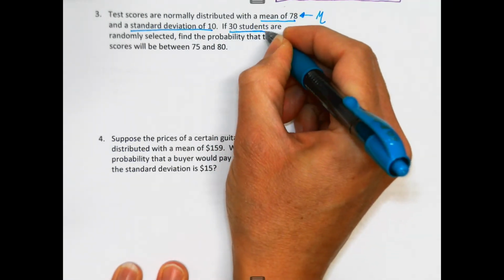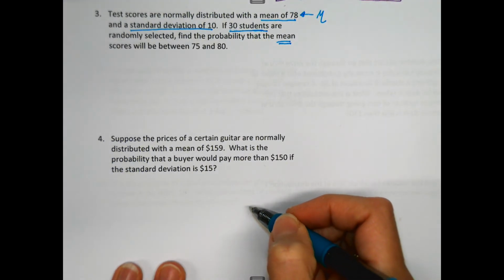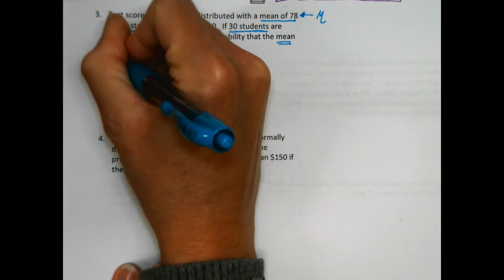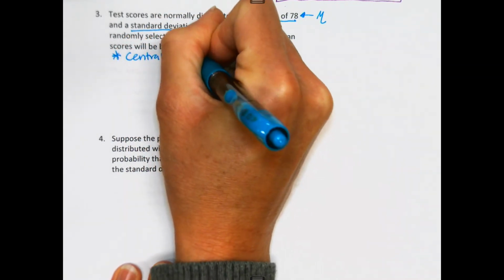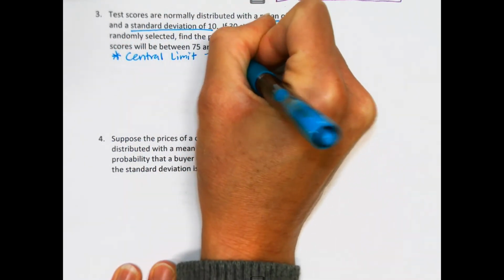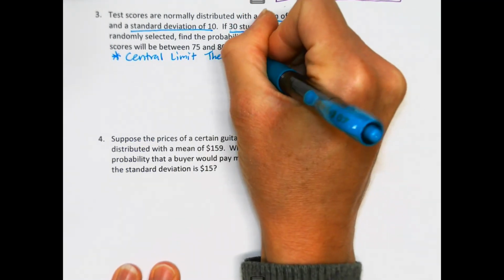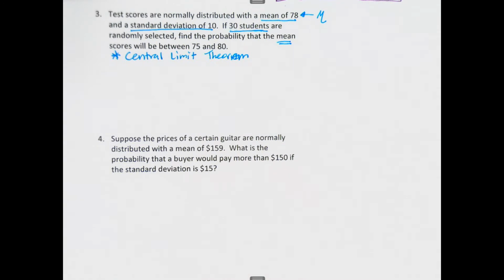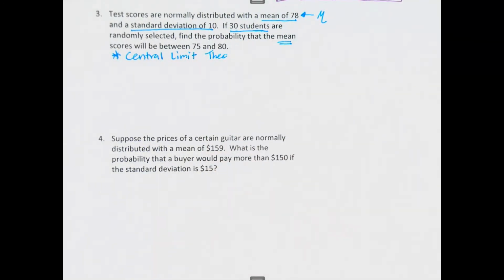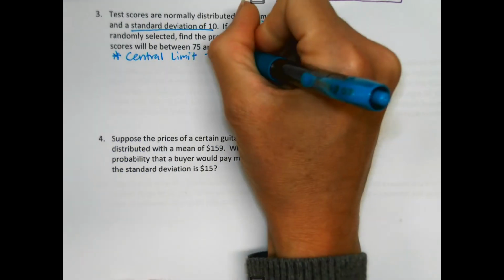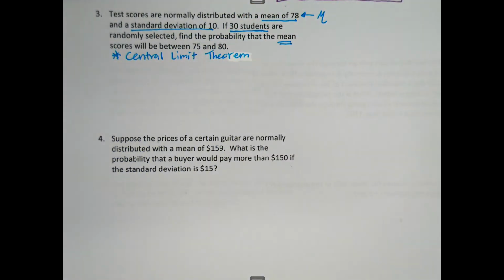Since we're dealing with a sample, specifically of 30 students, we're going to have to use the central limit theorem. The central limit theorem can be used only if the original population is normally distributed, or if our sample size is greater than 30.